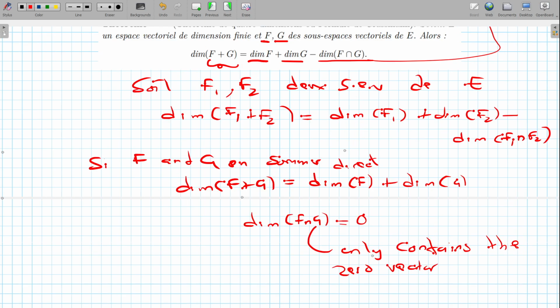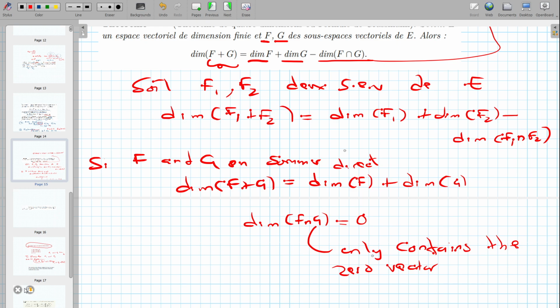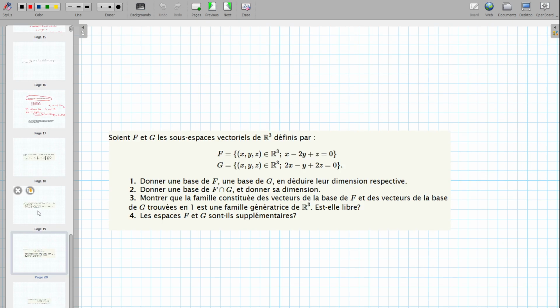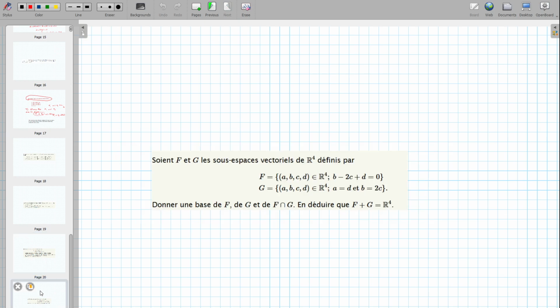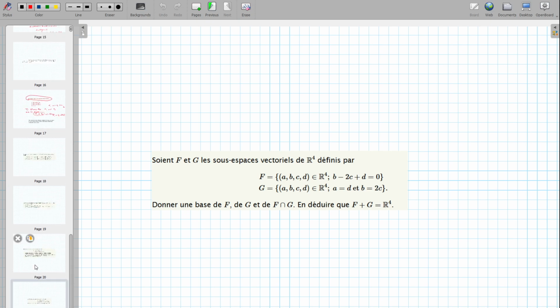So the dimension of F plus G is going to be equal to the dimension of F plus the dimension of G. C'est très simple. So this is what we have here. So we'll look at these exercises that are going to follow. Next time we'll be able to solve these exercises. So this is what I wanted to show you guys, and hopefully next time we'll just be solving exercises.